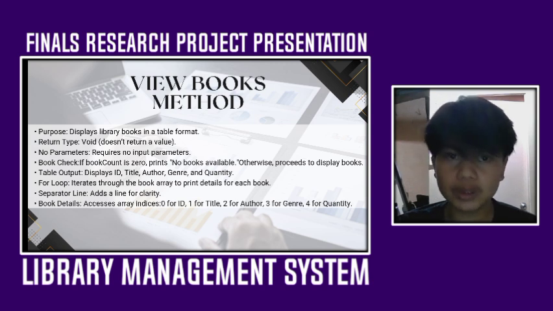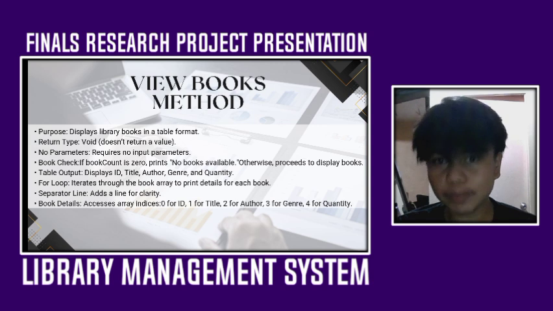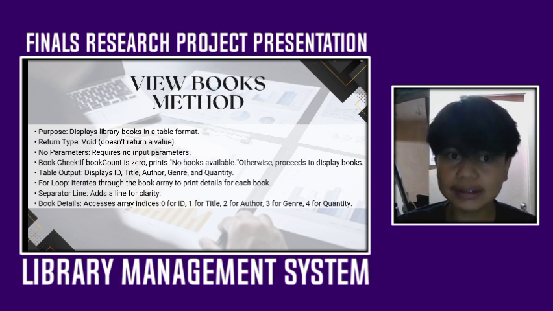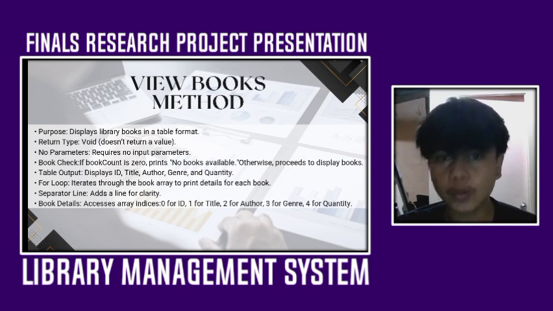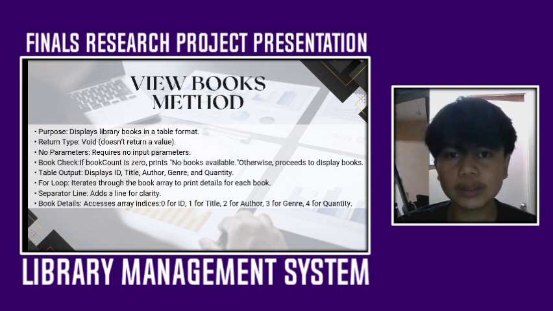We also use a for loop to print a row for each book and also to access details stored in the books array. We also print a separator line for better readability. The last one is it will print out the books array along with the row and the stored value in index 0, which is the value of ID, index 1 for the title, index 2 for the author, index 3 for the genre, and index 4 for the value of quantity. And all of this will print in a tabular form.